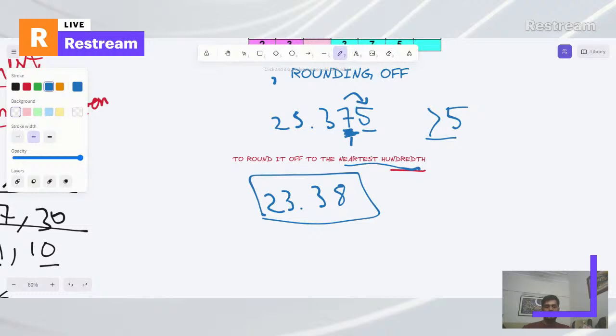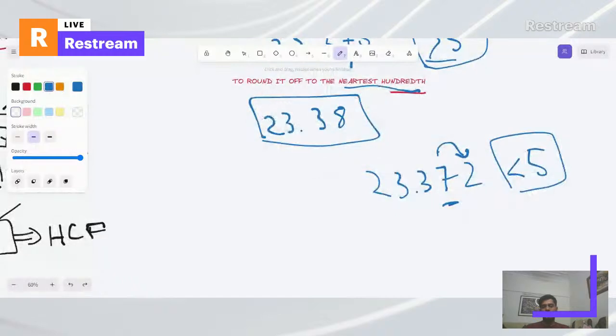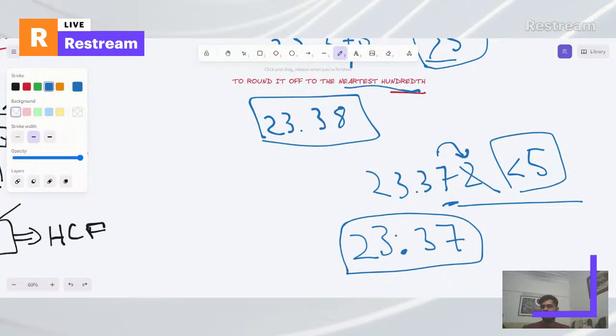Let's say our question was a bit different. If our question was 23.372, right? Now we're going to mark the hundredth position and we're going to see the next number. Now this number is less than 5, as the previous number was greater than or equal to 5. So we drop off all of this behind and we're going to write 23.37, and that's going to be the answer.